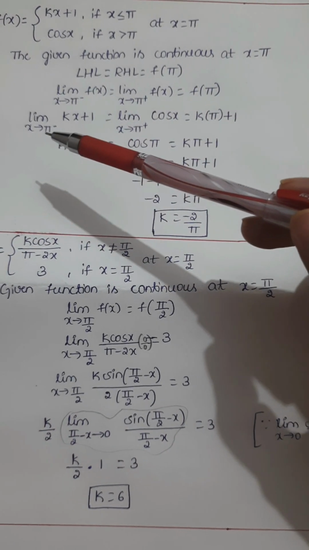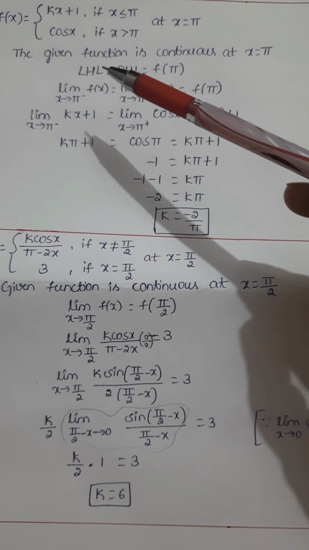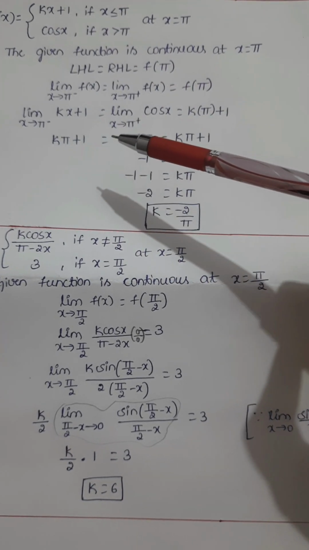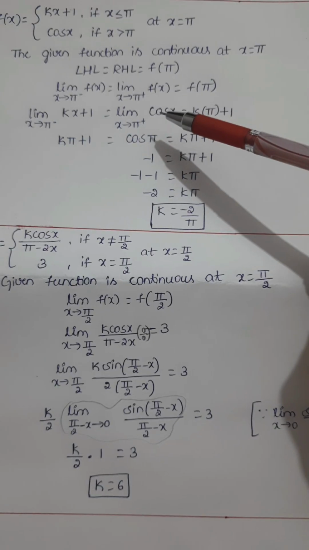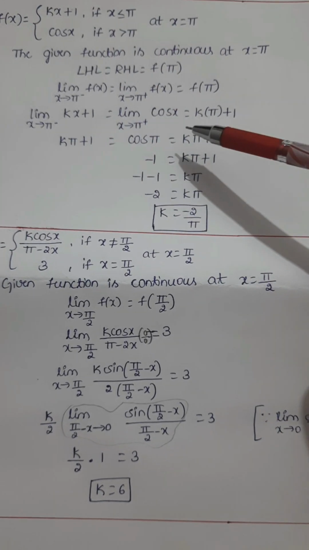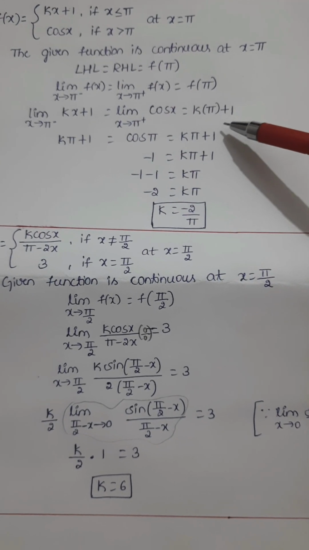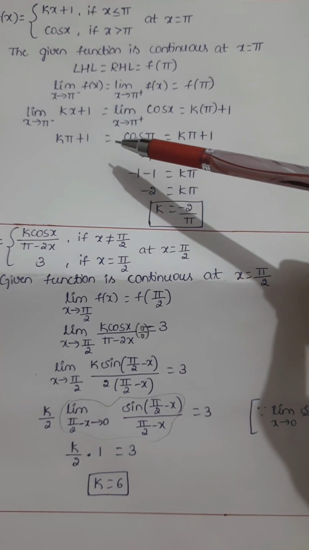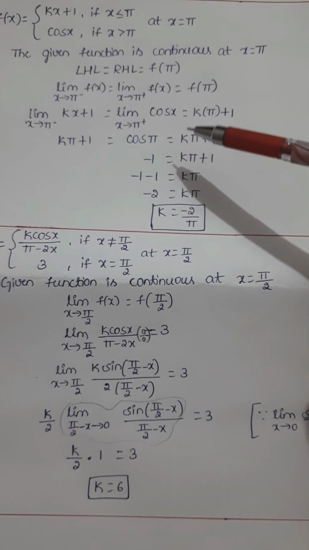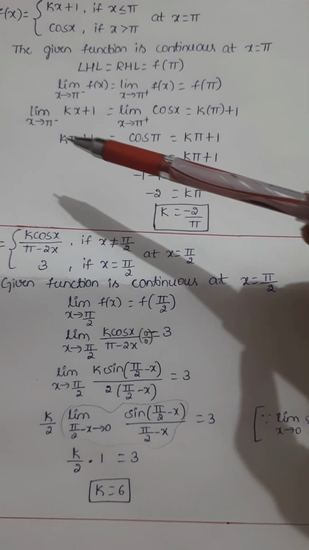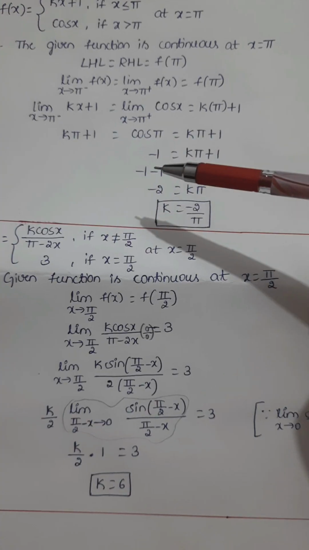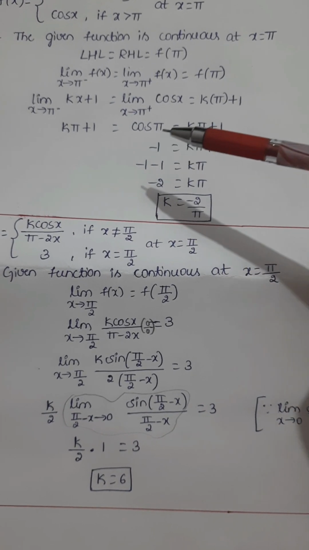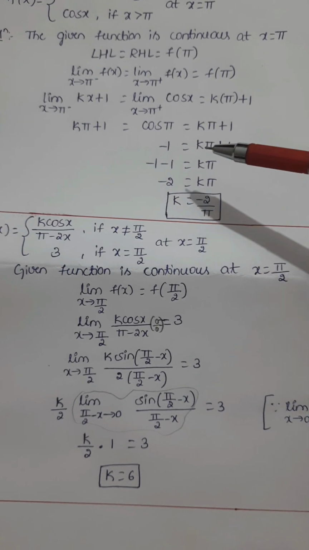Next, limit x tends to pi minus, what is the function for LHL? Less than sign function, kx plus 1, is equal to limit x tends to pi plus. For RHL, what is the function? Cos x, which is equal to k pi plus 1. So apply the limit: k pi plus 1 is equal to cos pi. Consider any one. So cos pi value is minus 1, cos pi is cos 180 degree, so cos 180 degree is minus 1, which is equal to k pi plus 1.